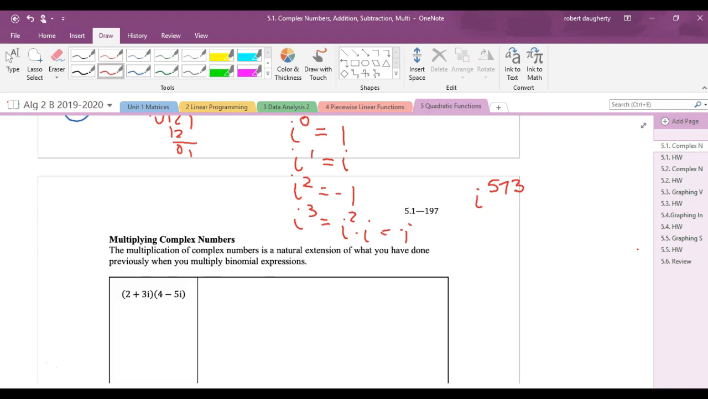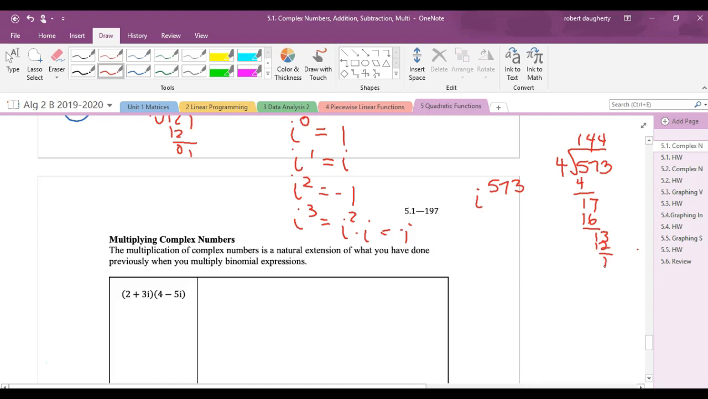What do you get? Okay. So all you have to do is divide 4 into 573. It goes into there 1 time. That's 1. Bring down the 7. It goes in there 4 times. 16. That leaves you 1. And bring down the 3. Goes into there 4 times. That's 12. Leaves you 1. My remainder is 1. Okay.